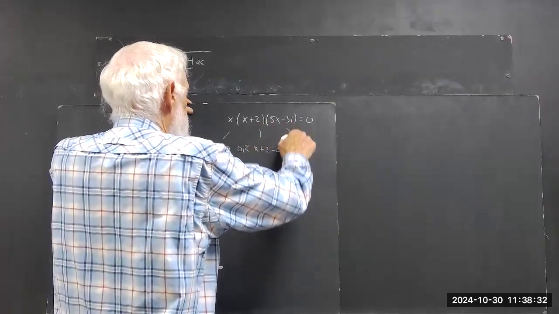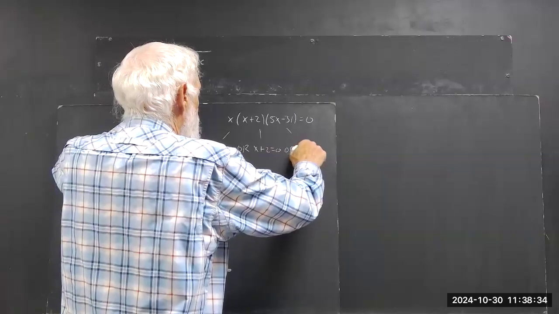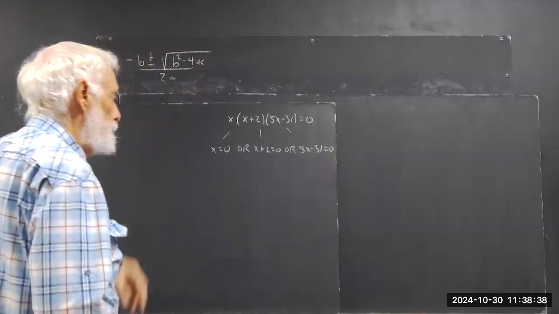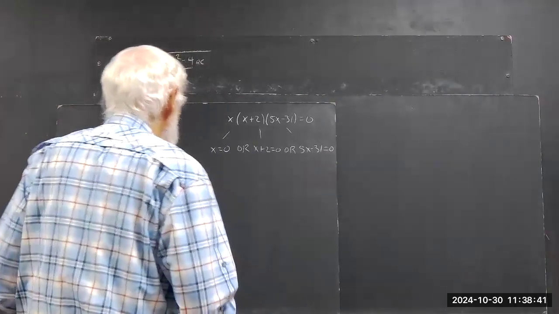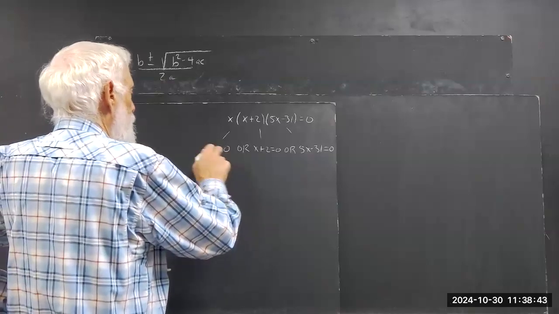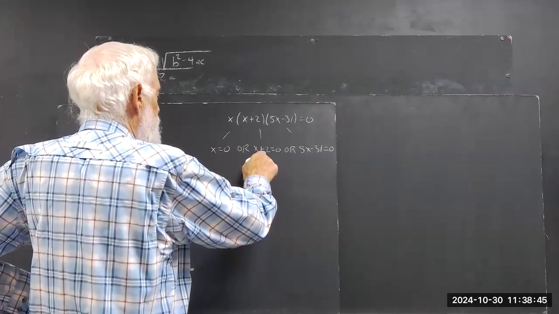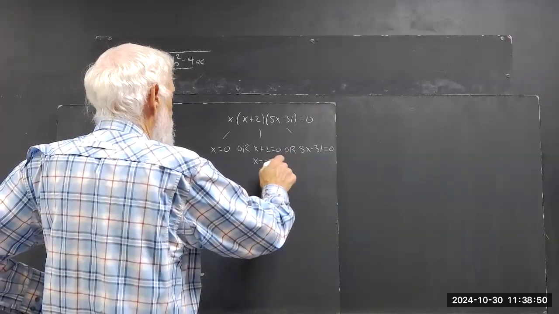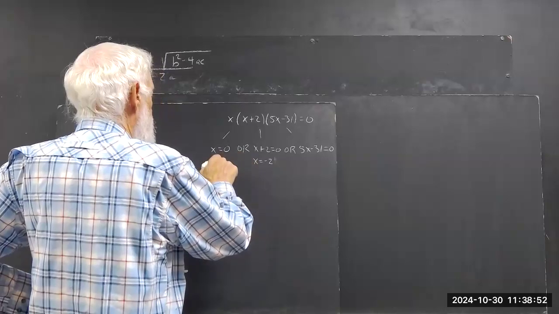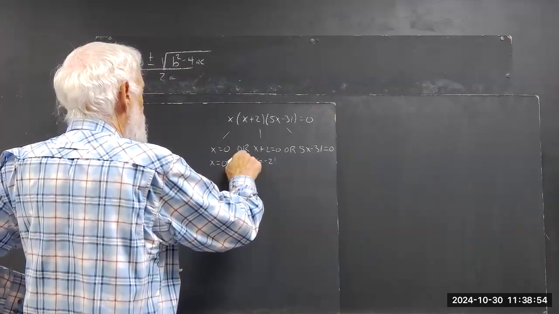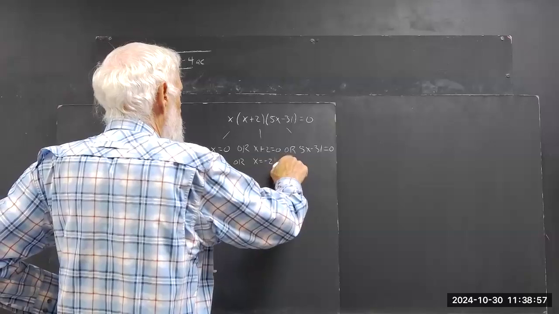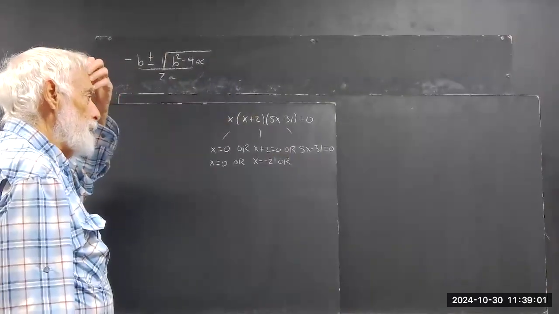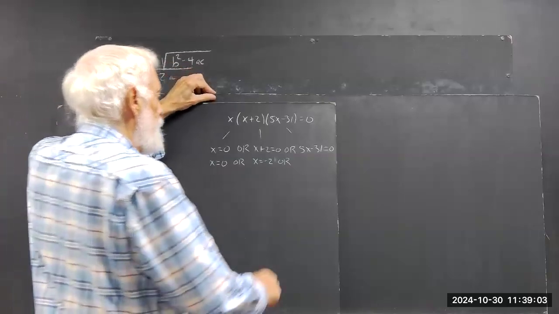Or x plus 2 equals 0. 5x minus 31 equals 0. Okay, so we solve that. Well, x equals 0 is already done. This gives us x equals -2. But since we've got the ors in here, we're going to just write them all. It's a little extra writing, and we eventually will dispense with it, but I do recommend that we do this.